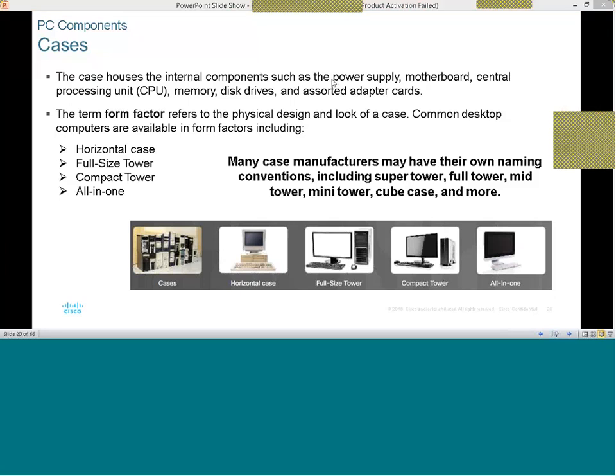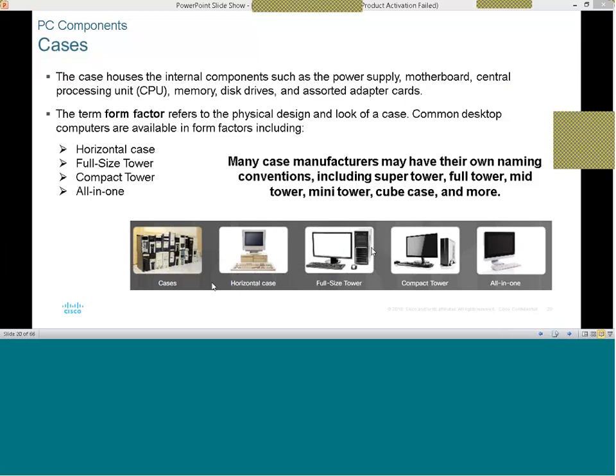The case houses internal components such as the power supply, in the case of the desktop, motherboard, central processing unit, which is the CPU, memory, including RAM, disk drive, storage, and associated adapters. So it is called a computer case or a system case. Some of our students sometimes refer to it as the CPU. It would be wrong to address it as a CPU because it is actually a computer case. The box can be empty, and the CPU is a component inside the computer case.